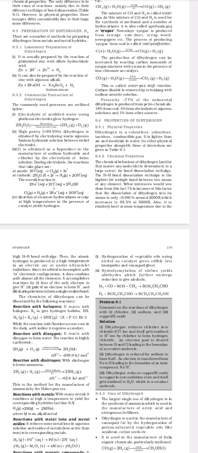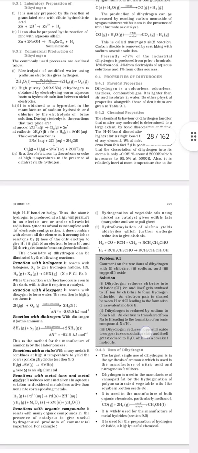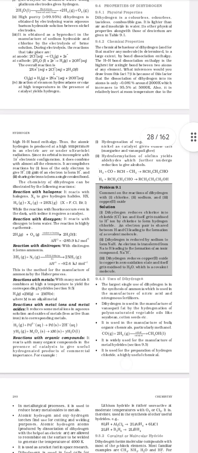What inferences would you draw from this fact? It is because of the factor that dissociation of dihydrogen into its atoms is only approximately 0.081% around 2000 K, which increases to 95.5% at 5000 Kelvin. Also, it is relatively inert at room temperature due to the high H-H bond enthalpy. Thus, atomic hydrogen is produced at a high temperature in an electric arc or under ultraviolet radiations.